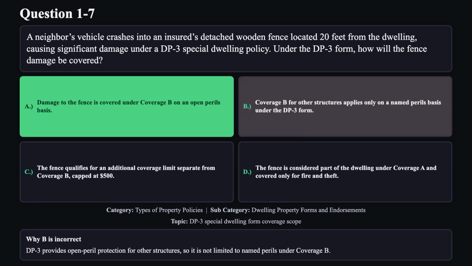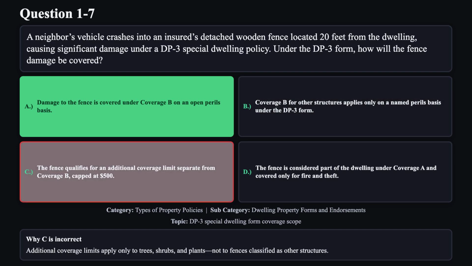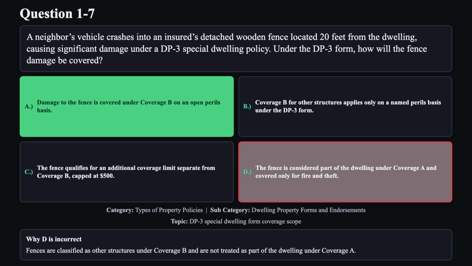Reason B is not correct. DP3 provides open peril protection for other structures, so it is not limited to named perils under Coverage B. Reason C is not correct. Additional coverage limits apply only to trees, shrubs, and plants, not to fences classified as other structures. Reason D is not correct. Fences are classified as other structures under Coverage B and are not treated as part of the dwelling under Coverage A.